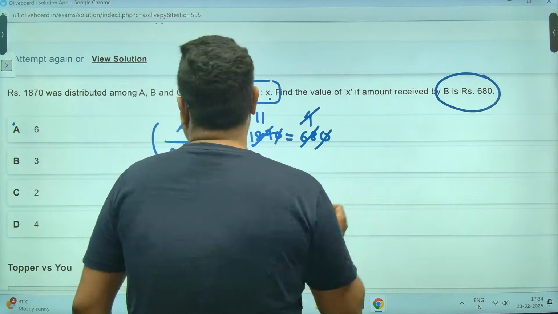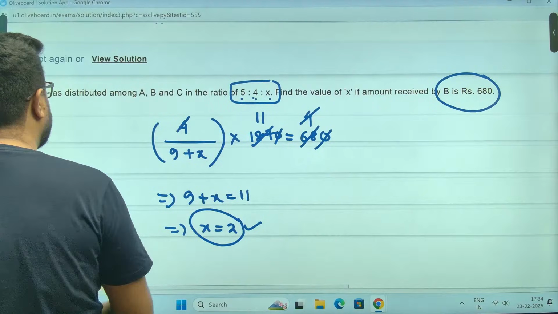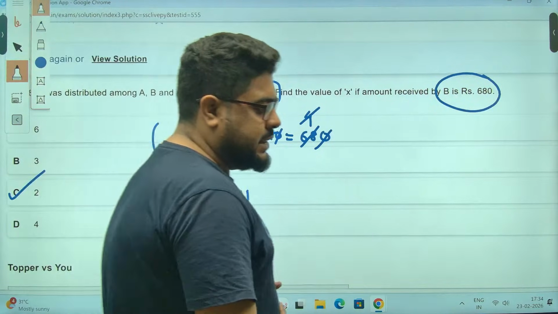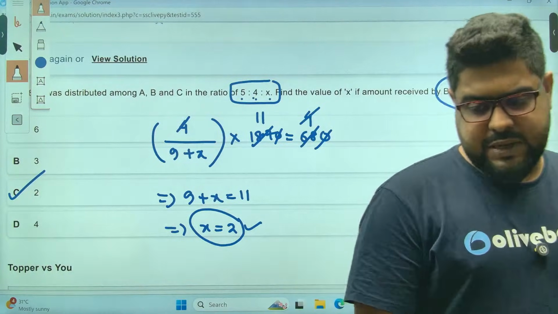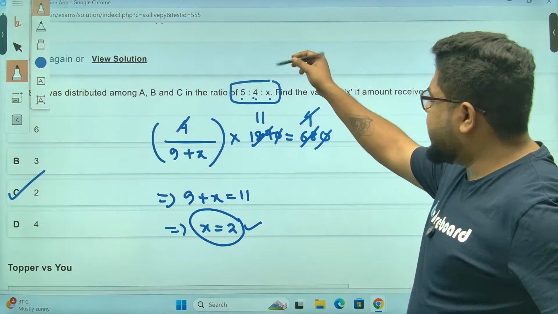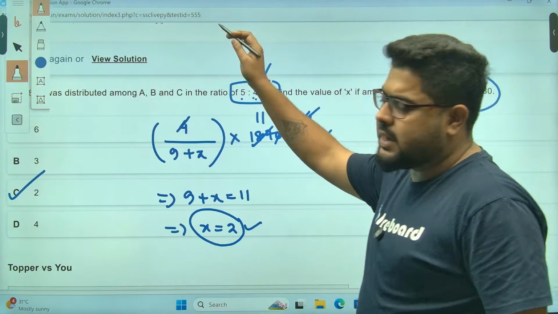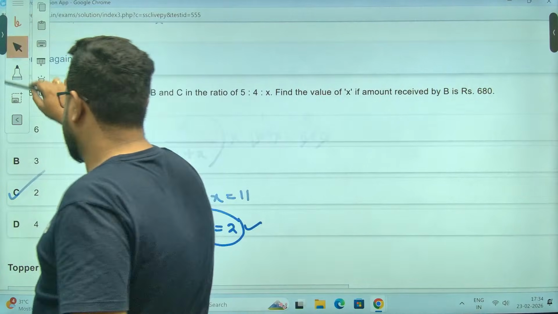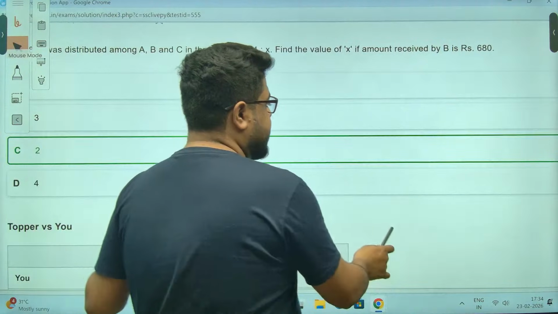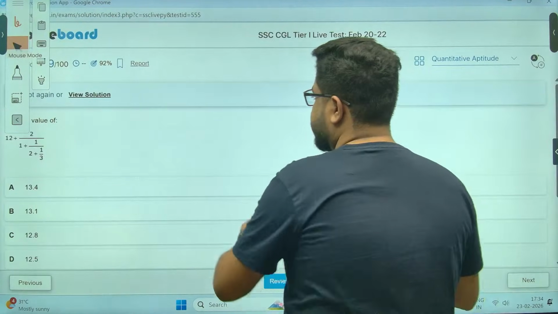Sir, find the value of x. Acha, x is 2. I can see that the value is 2. Very simple. Just make a simple ratio distribution equation. Nothing else. You do not need anything else actually. Right?